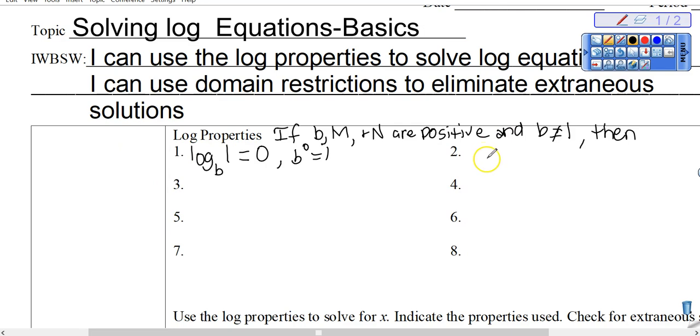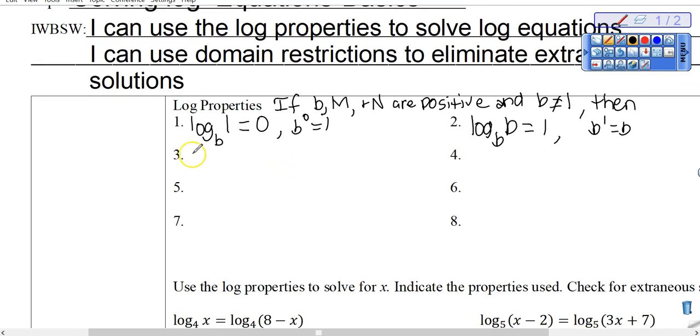Don't tattoo it on your body, okay? All right, next one. Log base b of b is always, so if the log and the base are the same and they fit our definition, it's always 1. Why? Because b to the 1 equals b. If you do the conversion to the exponential form, you can see why that's always going to be true.